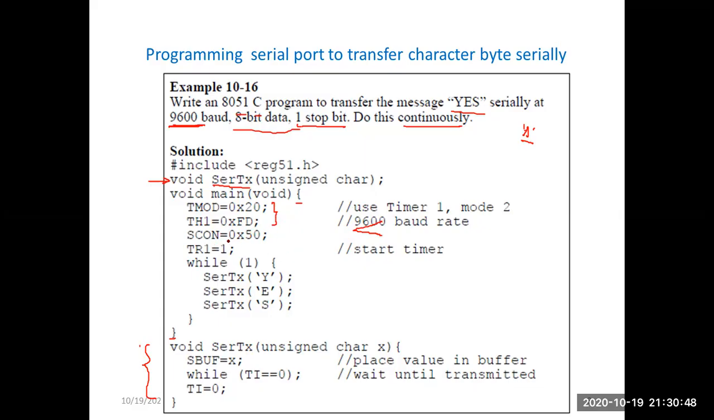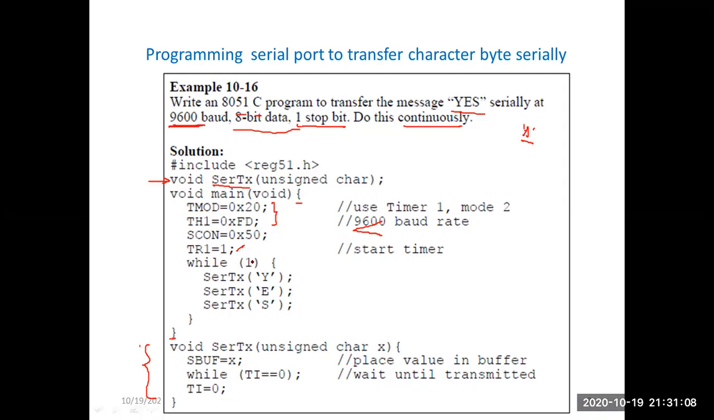Next statement is SCON = 0x50;. By loading 0x50 into SCON, we are configuring the serial port of the 8051 in mode 1, that is 8-bit UART mode. Then we are turning on timer 1 by setting the TR1 bit.